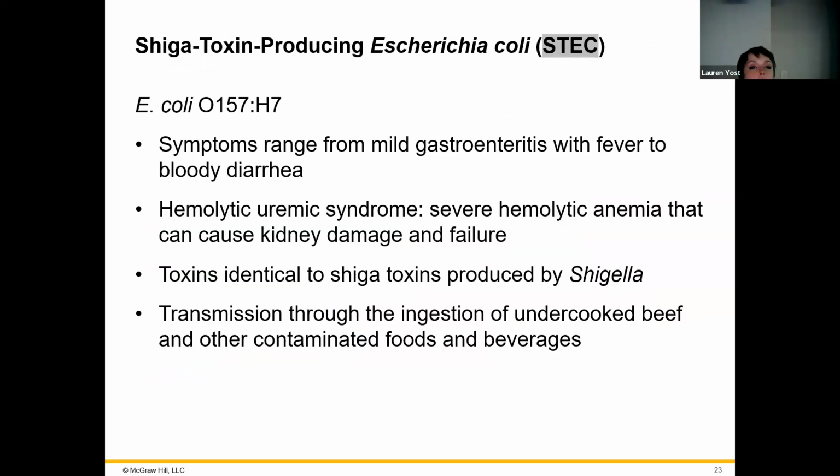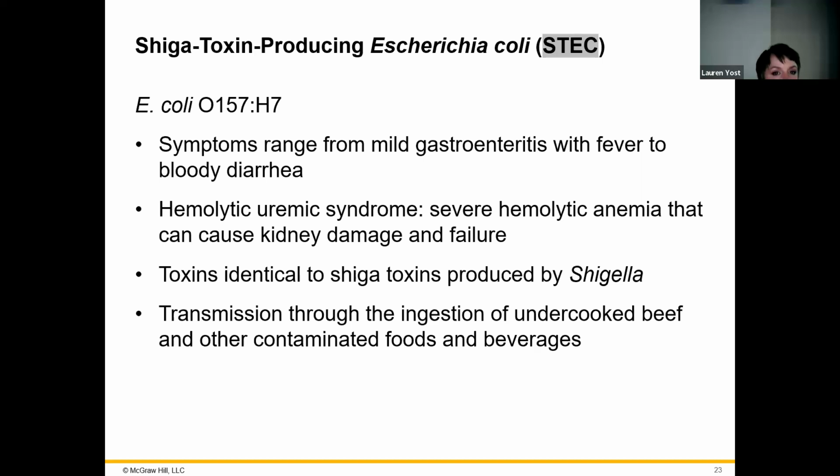All right, moving on to E. coli. We have quite a few E. coli, so we're just getting started. This one, E. coli O157:H7, is also known as STEC. STEC stands for Shiga toxin-producing E. coli. All right, so this is E. coli that produces that Shiga toxin. So this is that toxin that led to dysentery in Shigella dysenteriae. So this is E. coli that can produce that toxin.